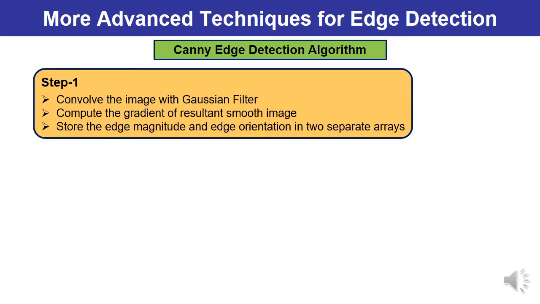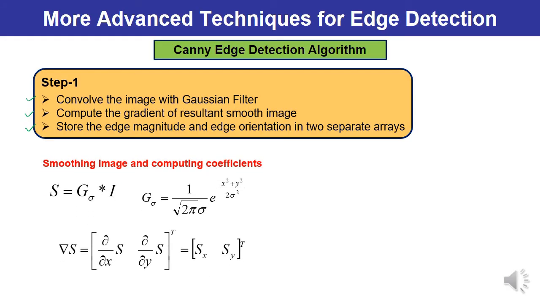You can understand the whole algorithm in 3 steps. Step 1, convolve the image, and this convolution is done with the help of a Gaussian filter. Then compute the gradient of the resultant image. After the application of the Gaussian filter, we get the smoothed image. So compute the gradient and store each magnitude and each orientation into separate arrays. One array is for the magnitude and the other is for the orientation.